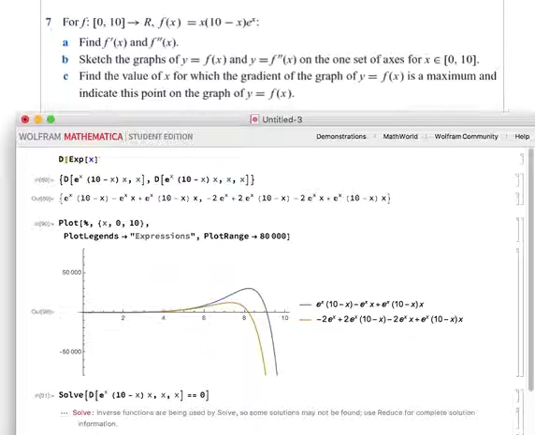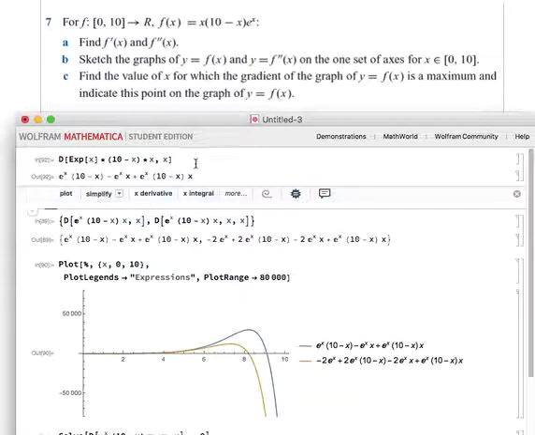So exponential of x times 10 minus x times x. Now when you put this function in, you have to tell it what to differentiate with respect to. So that's a comma x, because it's like d dx, you know. And then evaluate, and you can see that's your derivative right there.